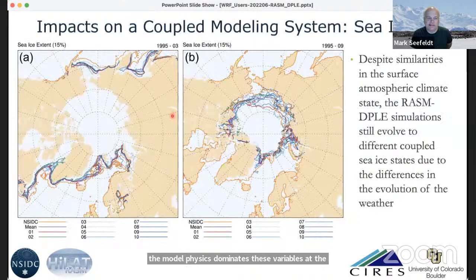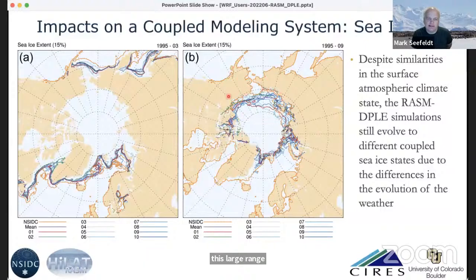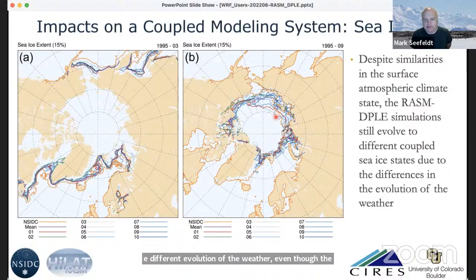We can then take a look at the sea ice in the coupled modeling system and see that despite similarities in the surface atmospheric climatic state, the RASM DPLE simulations still evolve into different coupled sea ice states due to differences in the evolution of the weather. So here we're looking at, on the right, the sea ice extent for September 1995. At the end of the 10-year simulation, we can see this large range of sea ice state because of the different evolution of the weather, even though the climate state of the atmosphere is similar across the RASM simulations.